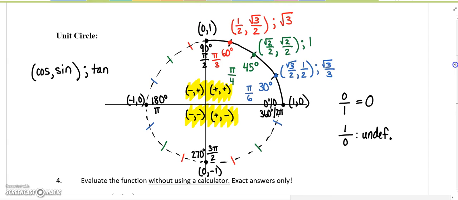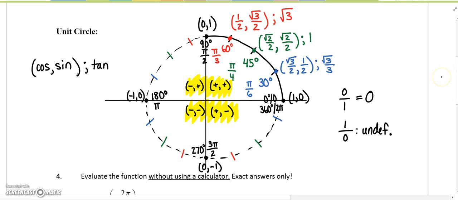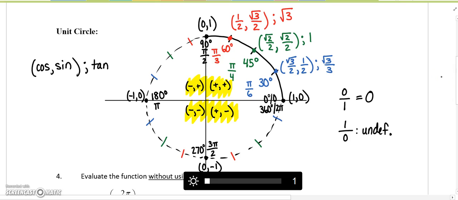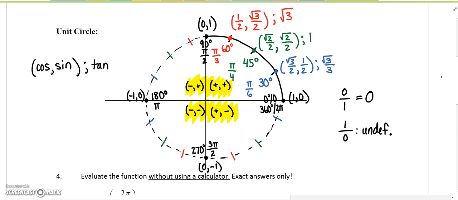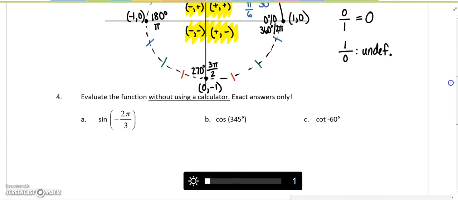Now if you need to pause and jot this down just so you have all the important information, do it. Don't try and write it down while I'm talking because then you're going to miss out on some other important stuff. That's no fun. So pause it, write it down, and then we'll continue.